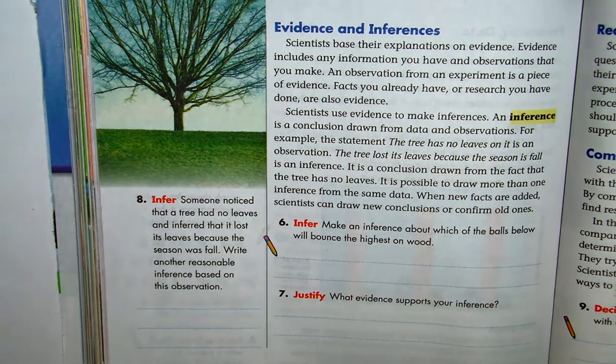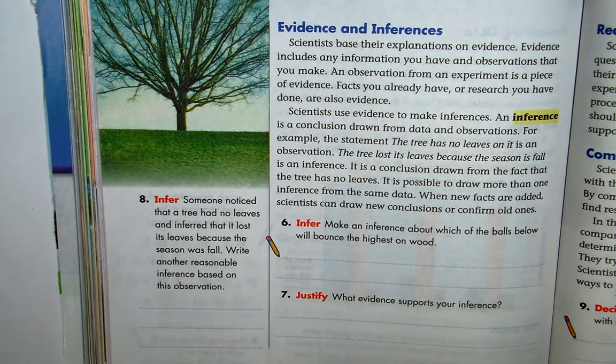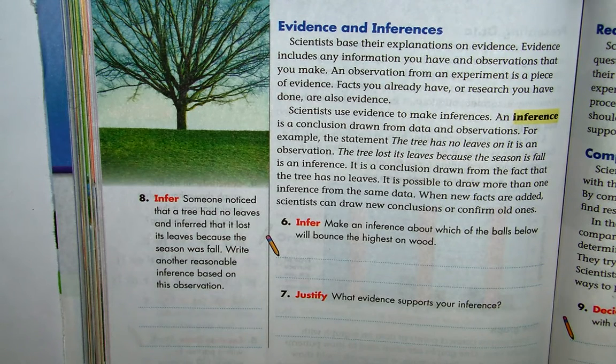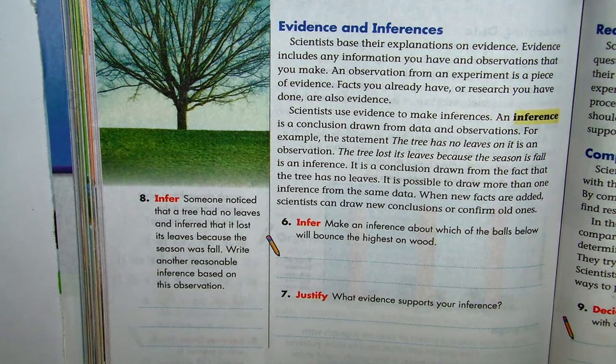Hi guys, in this video we're going to talk about pages 326 and 327 in lesson 4 of your science textbook, continuing the question, how do scientists draw conclusions? And so our next set of information involves evidence and inferences.